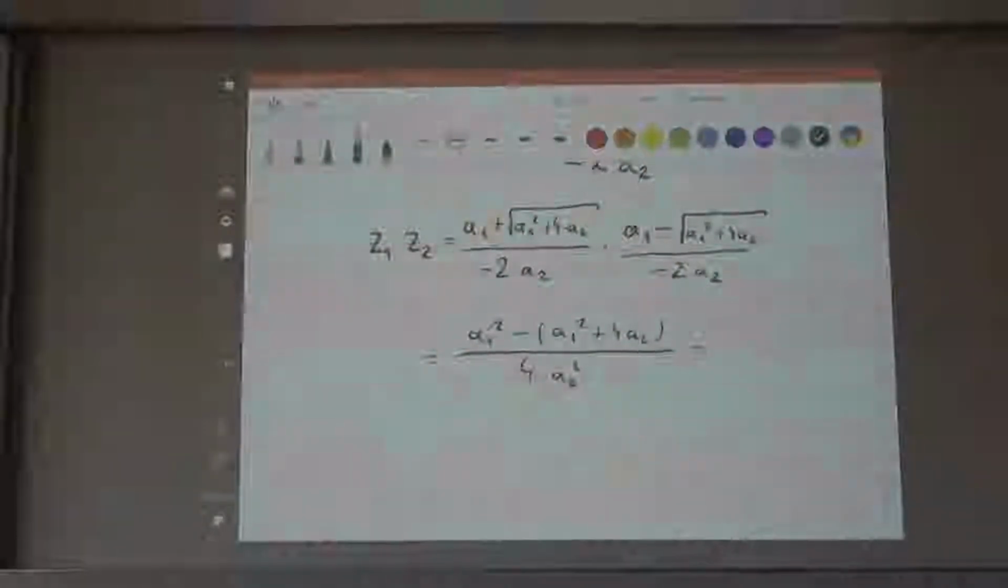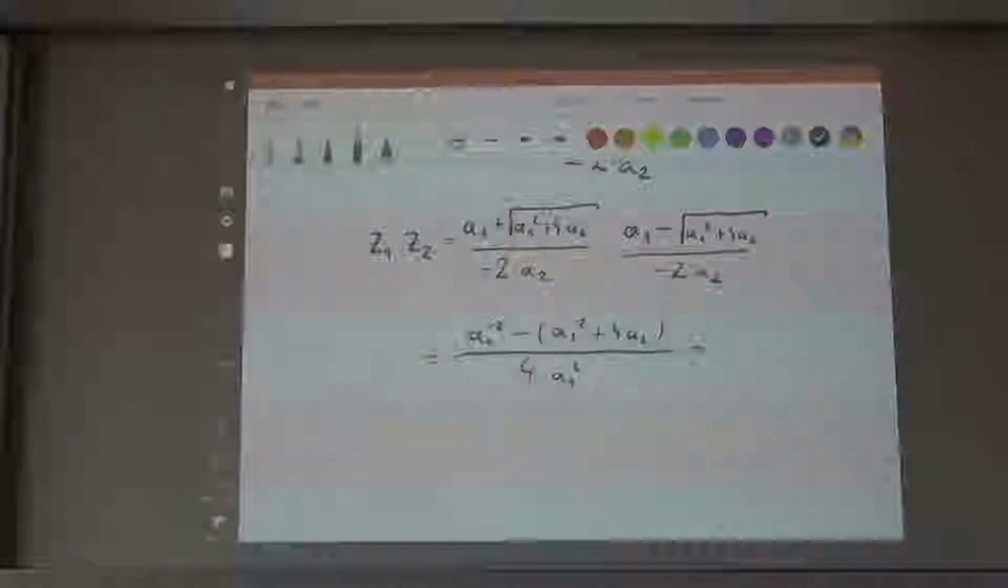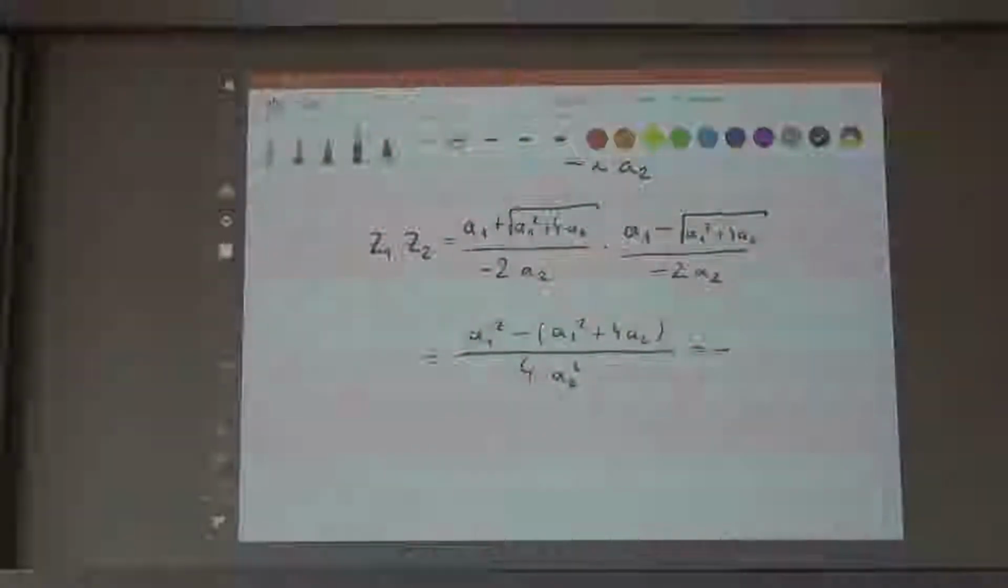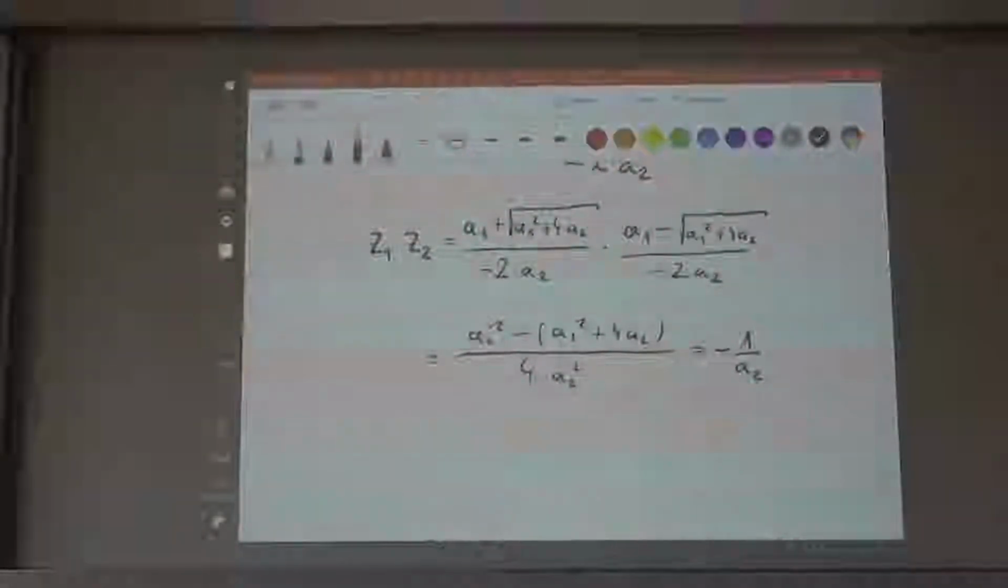Now obviously you have A1 squared minus A1 squared, which is 0, and you have negative 4 times A2 divided by 4 times A2 squared, which will be equal to negative 1 over A2, guys. So if you multiply the two roots by each other, then you get negative 1 over A2 as a result.